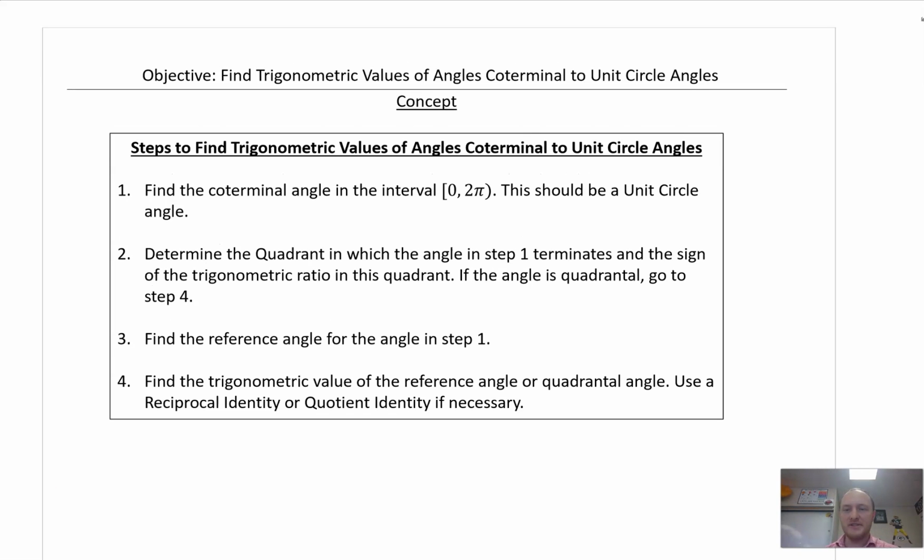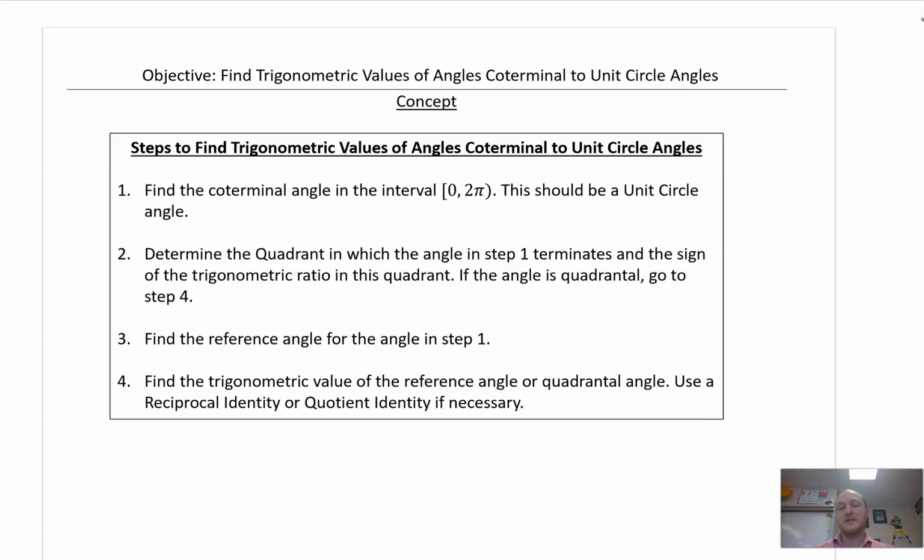Now, if your angle is a quadrantal, you're just going to go straight to step 4. You don't need to know what the reference angle is, and you can just go ahead and find that trig value. Step 3, so now you know where it terminates. You need to know, okay, what is my reference angle? What angle am I working with? And now that you know that, you can apply either the hand trick, or if you're really dependent upon your unit circle, you can look at that and use your knowledge that cosine of theta is x, sine of theta is y.